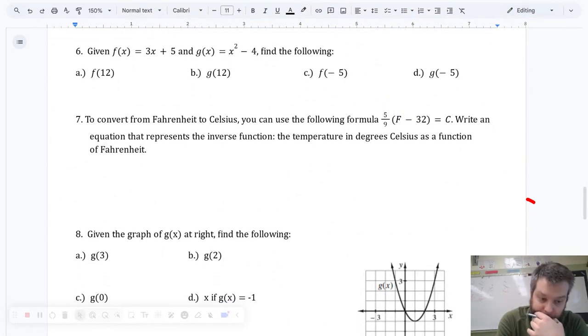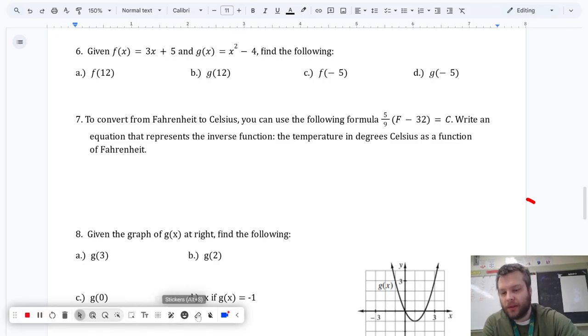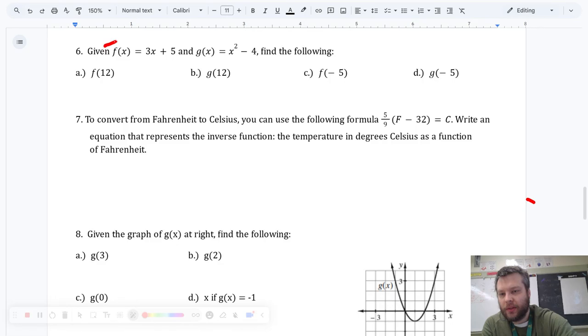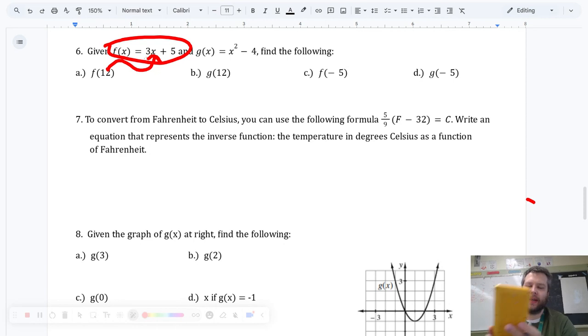Okay, next one. All you have to do here is read what letter and what number, meaning f of 12 means use this function and plug 12 in for x. So all we're going to type in is 3 times 12 with parentheses plus 5. So look at that on the calculator. You just write down your answer. F of 12 is 41.